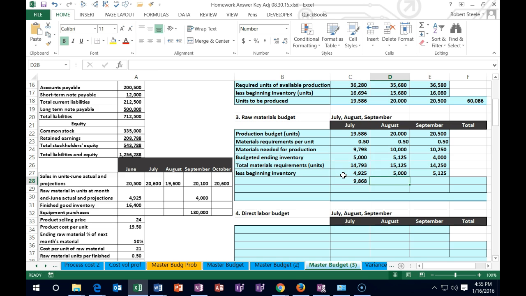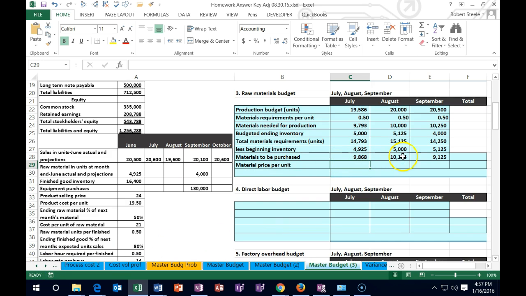And we're going to say minus what we already have. That means that we're going to create materials to be purchased. We're going to buy these things. It is going to be 9,863. We're going to have to buy the materials, obviously. And this is going to be the 15, that's how many are going to be needed. This is the 5,000 that we plan to have on hand at the beginning. Therefore, we're going to have to purchase another 10,125. And in September, this is how many are needed, minus the amount that we plan to have on hand. That means we're going to have to purchase 9,125.